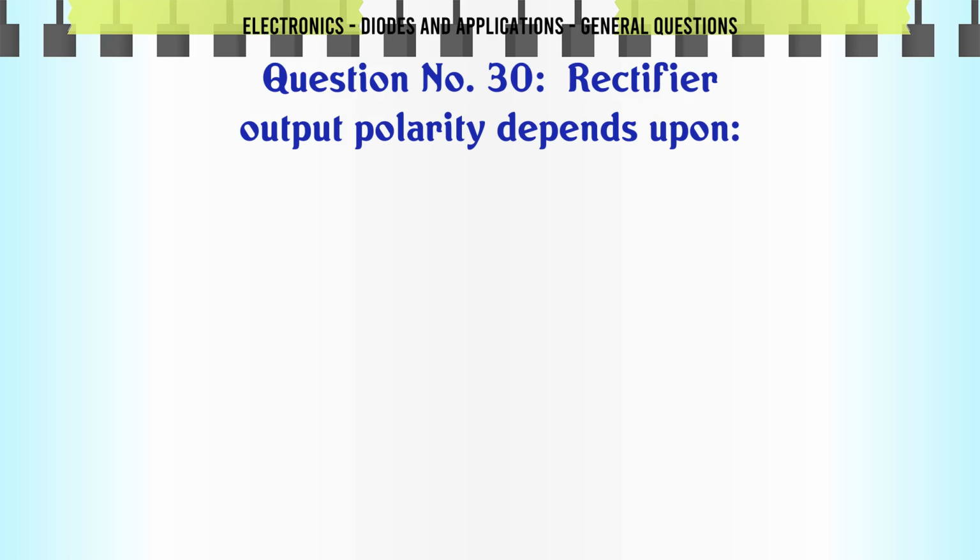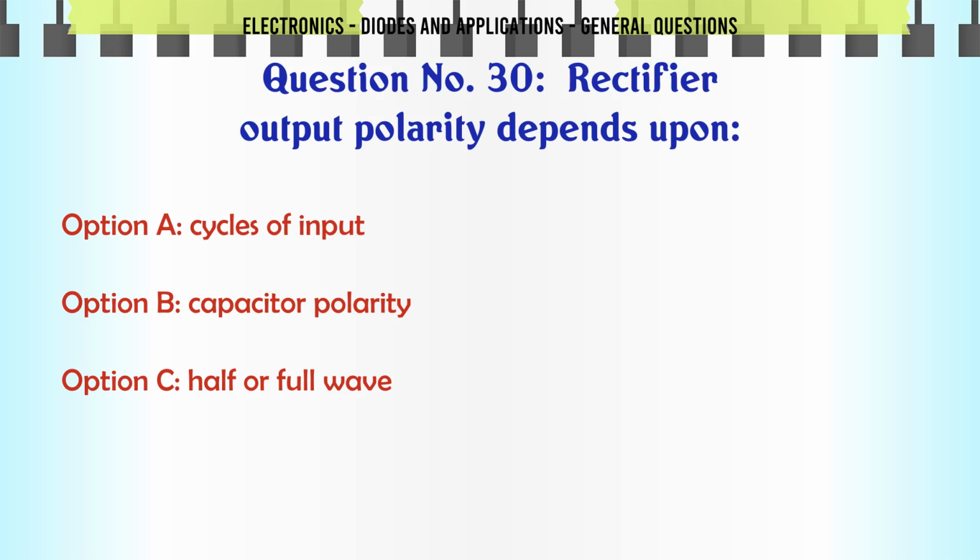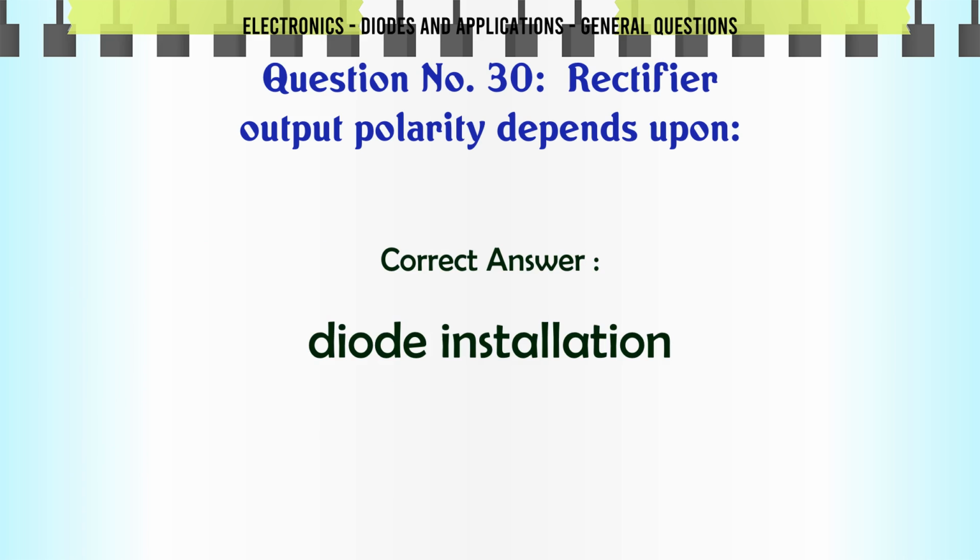Rectifier output polarity depends upon: A. Cycles of input, B. Capacitor polarity, C. Half or full wave, D. Diode installation. The correct answer is diode installation.